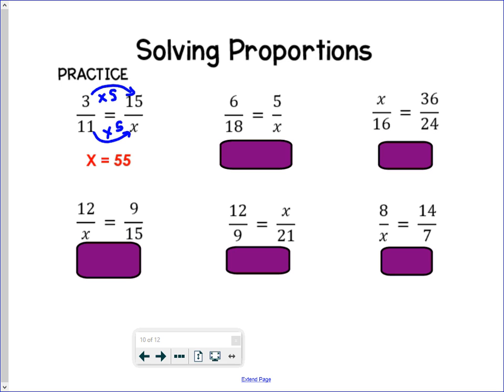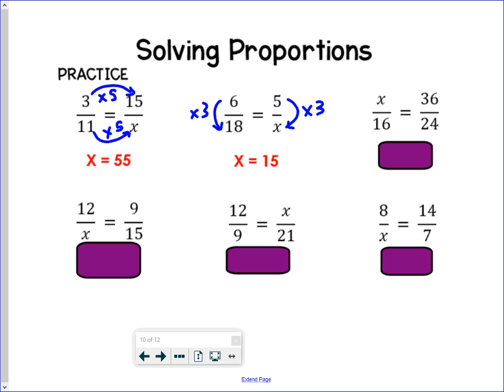For this next one, 6 divided by 5 doesn't have a relationship. However, 18 divided by 6 is 3. And once again, I want to go towards the x because we don't want to start at x. We want to start at 5 and get to x. So we have a within relationship here. And if I start at 6, I'm going to have to multiply by 3 to get to 18. So I'm going to do the same thing on the right side. And 5 times 3 is 15. So x is going to be 15 there.